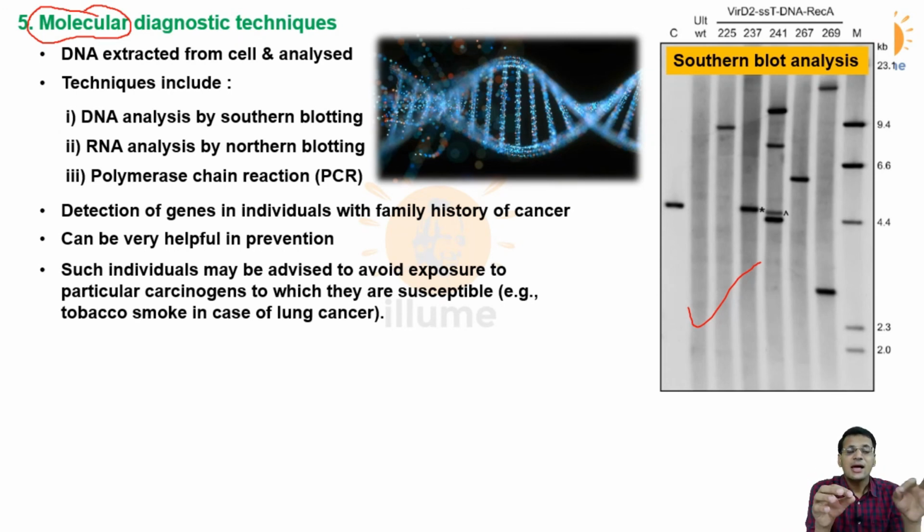that particular carcinogen. For example, if the patient's family has a history of lung cancer, then the patient after taking the molecular diagnostic test should stay away from tobacco, because even tobacco in a certain amount can induce lung cancer in this individual, because there is genetic susceptibility in that particular individual. So that's how molecular diagnostic techniques are very helpful in these conditions.